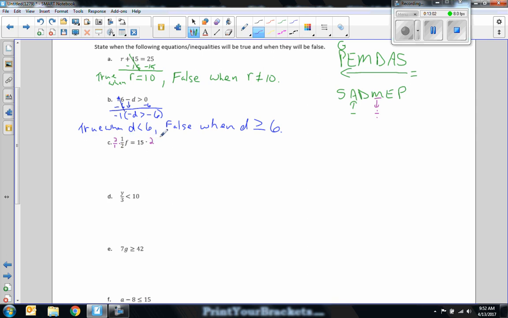So I'm going to multiply both sides by 2. And the 2 times a half gives me 1, and 15 times 2 is 30. So this is true when F equals 30 and false when F does not equal 30. All other numbers greater than or less than 30 will make that false.